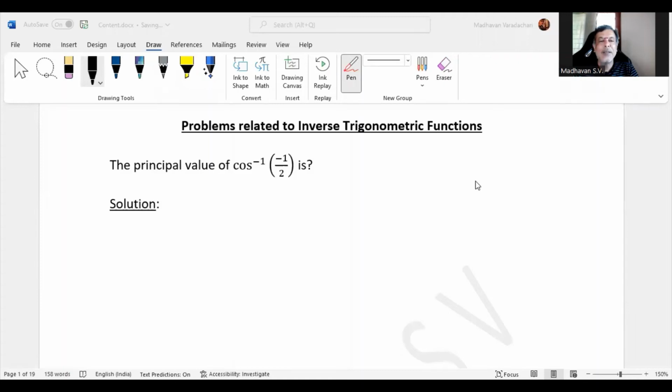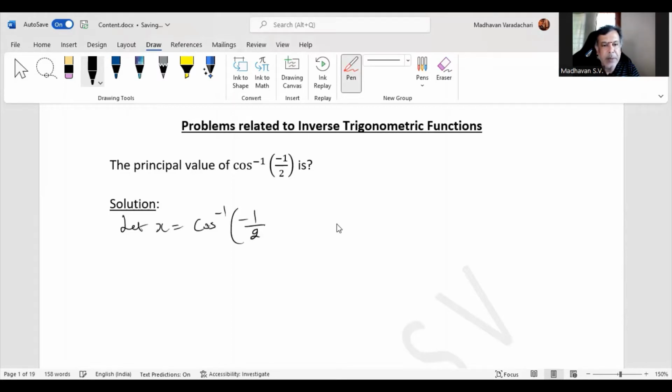Hello everyone. In this video, we will see problems related to inverse trigonometric functions. The very first question is, the principal value of cos inverse of minus 1 by 2 is what? So we will assume first, let x is equal to cos inverse of minus 1 by 2.